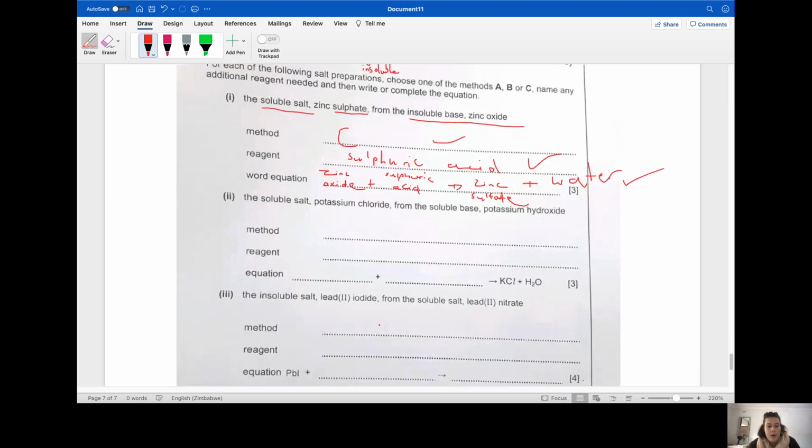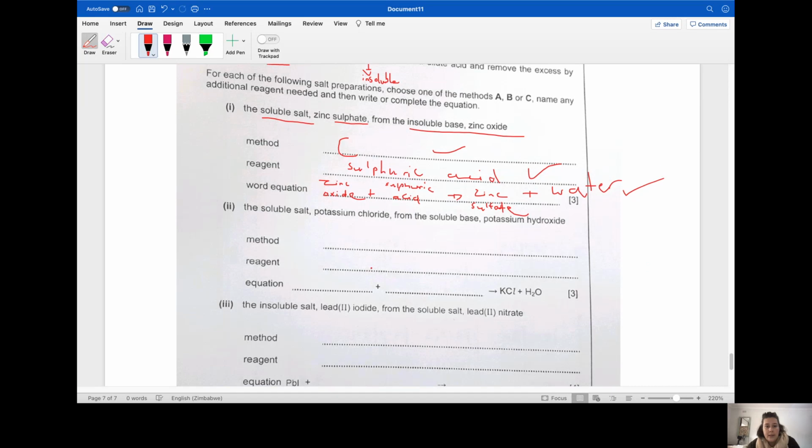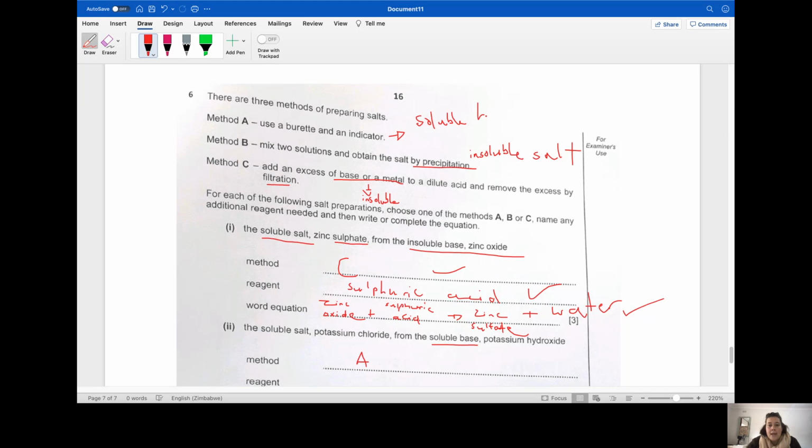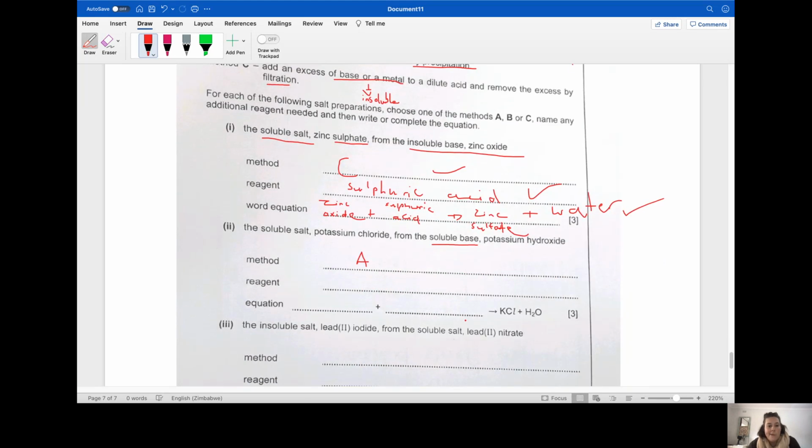Question 2, the soluble salt. Again, it's not B because B makes an insoluble salt. So it must be A. Why is it A? Because my base is now soluble. If I have a soluble base, I have to do my titration method, which is using a burette and an indicator. The salt I'm making is potassium chloride.